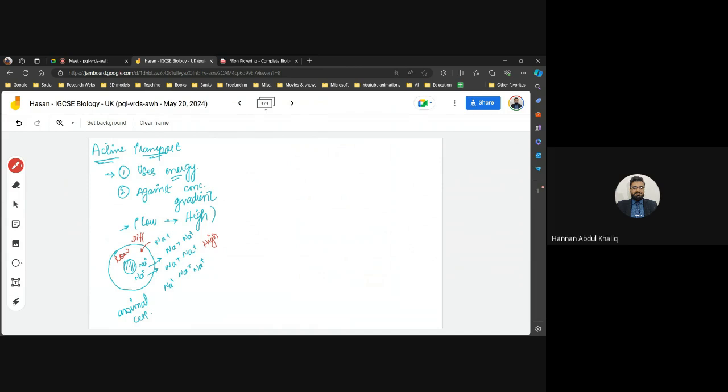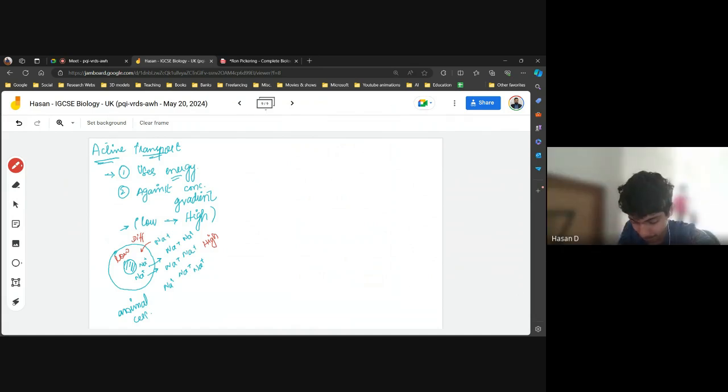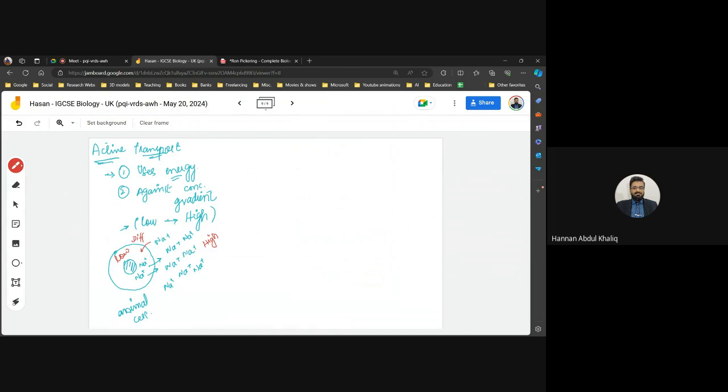So there is no way the active transport could be from high to low. It would always be from low to high. Is that clear? Yeah. Good. So always low to high is active transport.